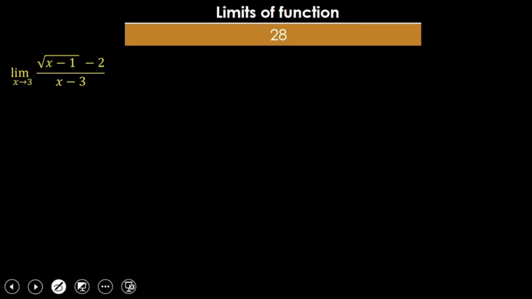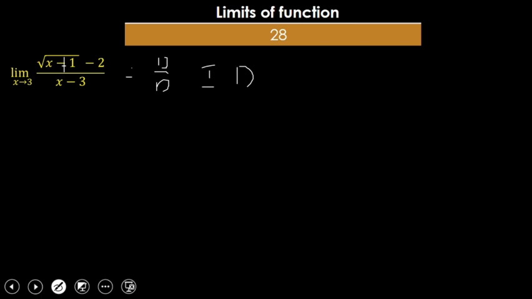Therefore, question number 28, we have the limit as x tends to 3 of (square root of x minus 1, minus 2) all over (x minus 3). If you substitute directly, you have 3 minus 1 is 2, and the square root of that is not nice. This question has a slight error. I notice we have a plus here, so that when you substitute for the first time, you have 3 plus 1, that is 4. The square root of that is 2. 2 minus 2 is 0, all over 3 minus 3, 0. Okay, let's proceed.